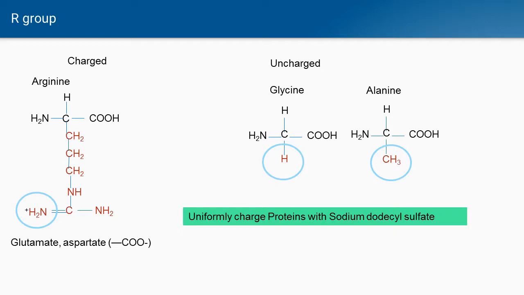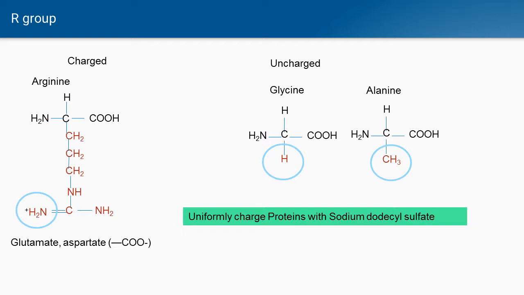And if we discuss glutamate and aspartate amino acids, then they contain COO negative, which is negatively charged, in their side chains. So if a protein contains more basic, positively charged amino acids, then the net charge on the protein will be positive. If it contains uncharged or non-polar amino acids, then the protein will have a net charge of 0 or neutral. If it has amino acids with negatively charged groups in their side chains like glutamate and aspartate, then the protein will have a net negative charge.